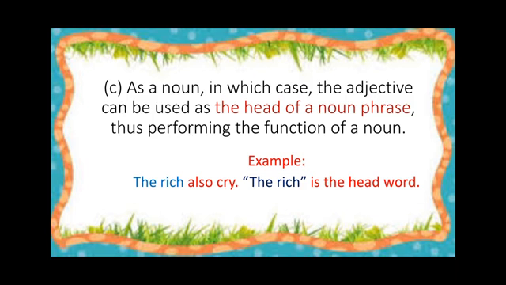The third one is as a noun, in which case the adjective can be used as the head of a noun phrase, thus performing the function of a noun. Example, the rich also cry. The rich here is a head word, which is a noun phrase.